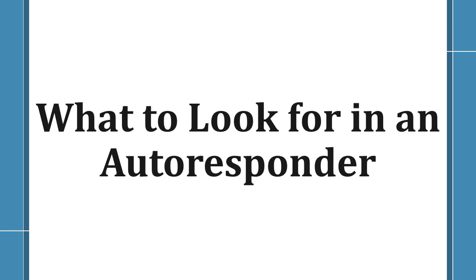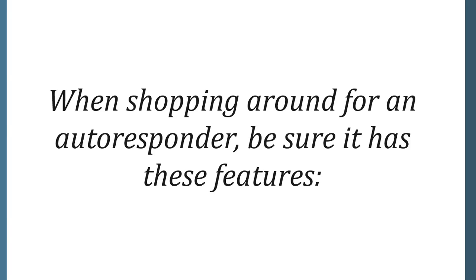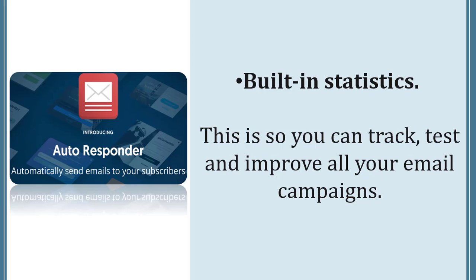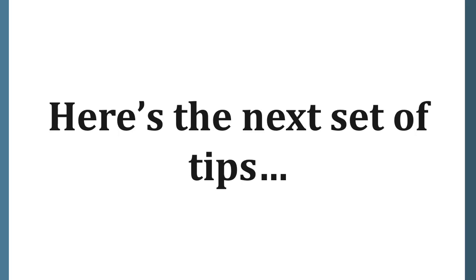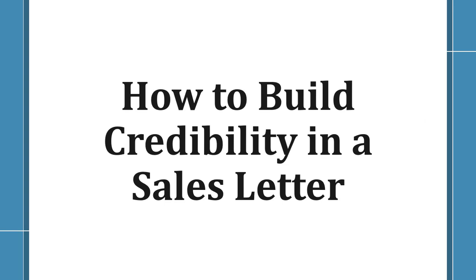Next, what to look for in an autoresponder. When shopping around for an autoresponder, be sure it has these features. Built-in statistics. This is so you can track, test, and improve all your email campaigns. Templates. You can make both your emails and your opt-in forms look great using templates. No coding or skills required. Here's the next set of tips. How to build credibility in a sales letter.